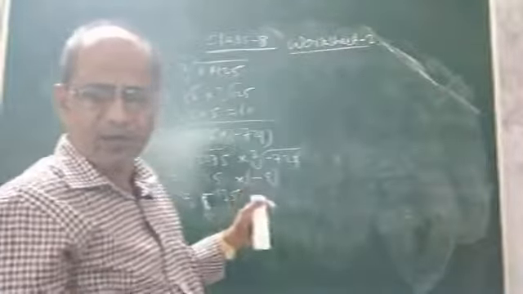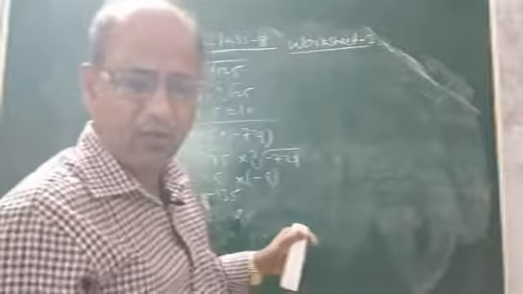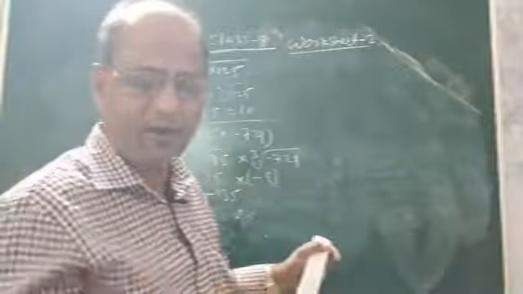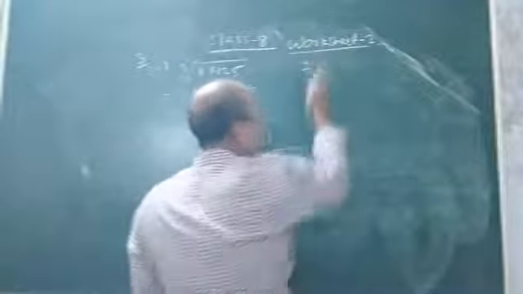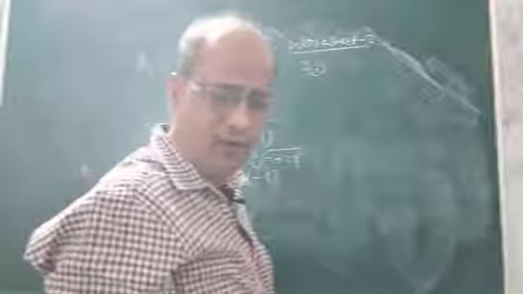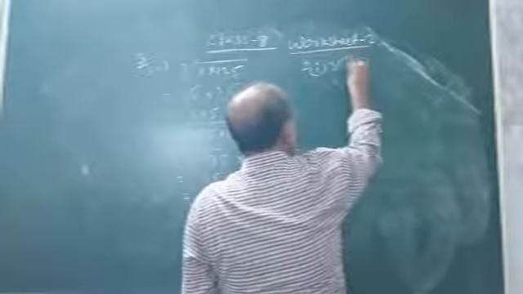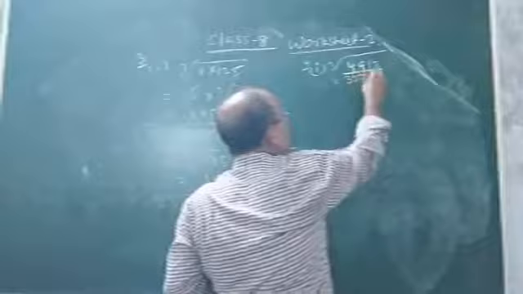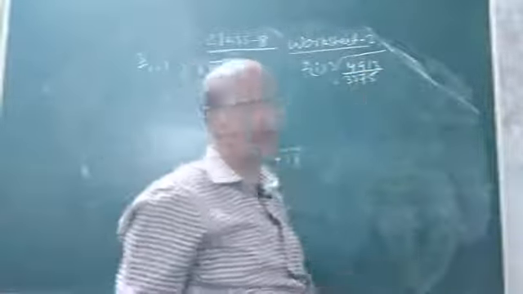Now, what is the next question? The next question is number 4: find the cube root of the rational numbers. There are some rational numbers given, and we have to find the cube root. Let us recall what we had read in the normal class. Suppose you are given the cube root of 4913 divided by 3375.